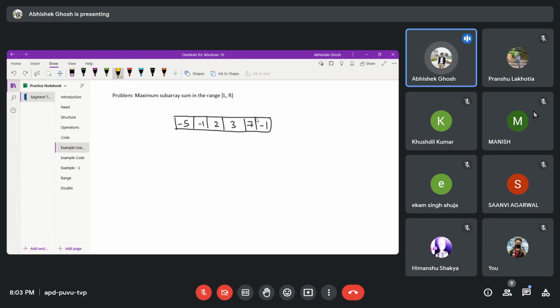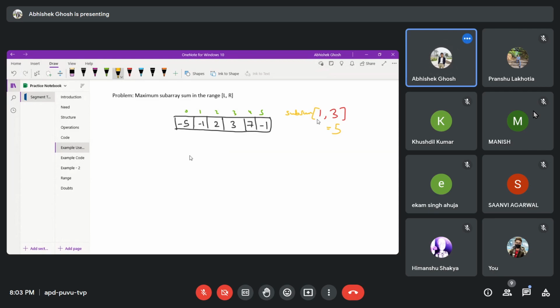But if I ask you what is the maximum subarray sum, let me just write down the indices: 0, 1, 2, 3, 4, 5. If I ask you what is the maximum subarray sum in the range 1 to 3, then what would be the answer? That means I only want you to consider this part of the array. The subarray which I can see is this, 2 to 3. So this is different from the answer that we got earlier. The answer will be 5. In this range, the maximum subarray sum would be 5.